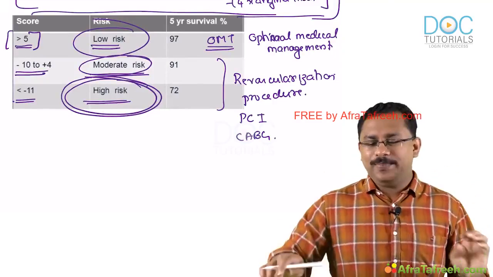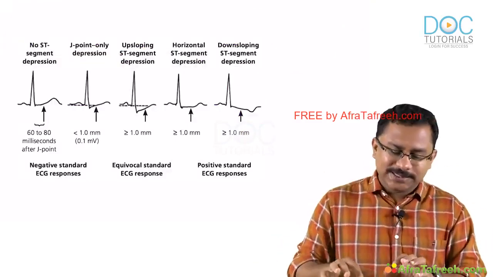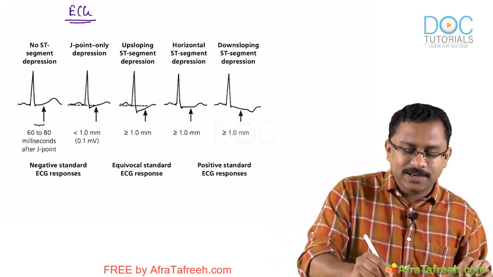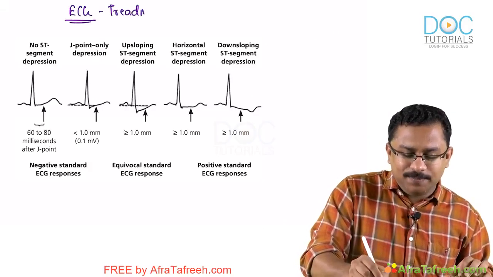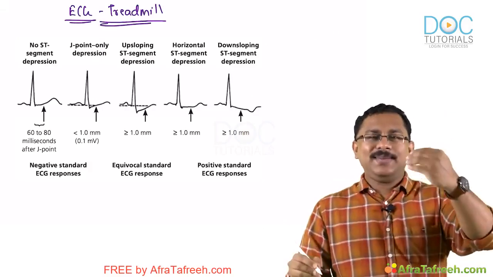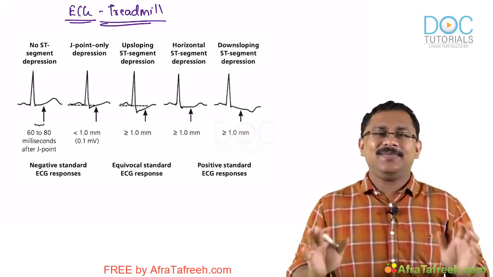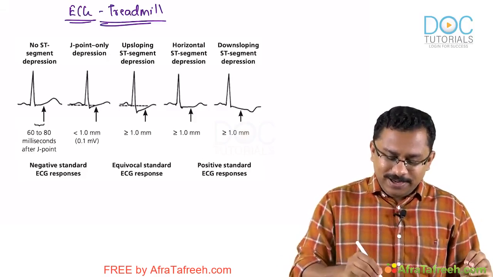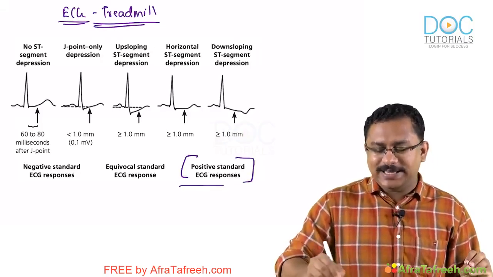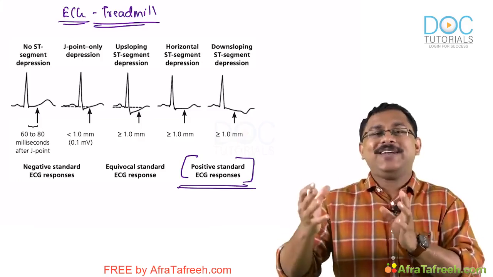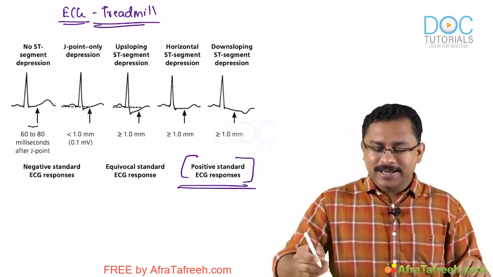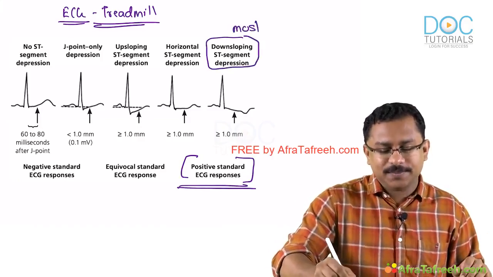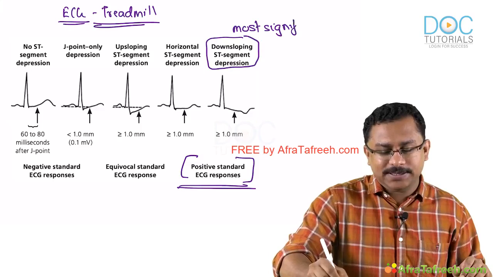Now another point I want to tell you is regarding the ST depression, that is the ECG changes in treadmill. When you do a treadmill, ST depression is taken, but always remember, when do you say that there is a positive ST depression? Because all types of ST depression may not be significant. It is the downsloping ST depression that is most significant. Downsloping ST depression is most significant.